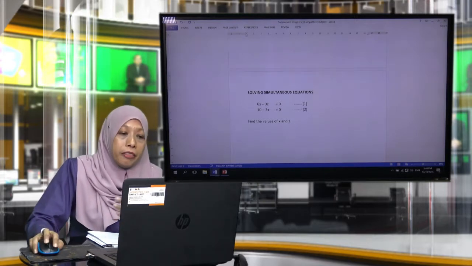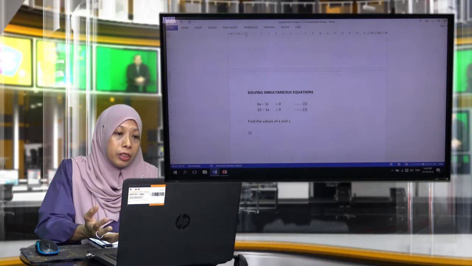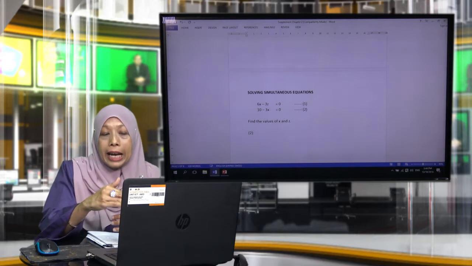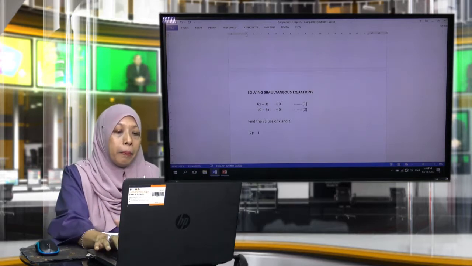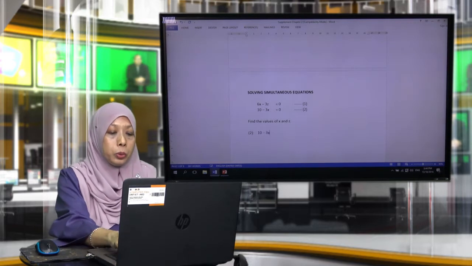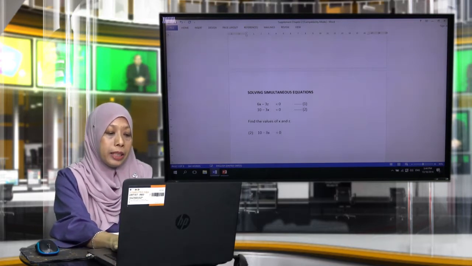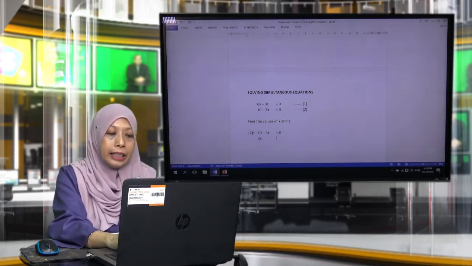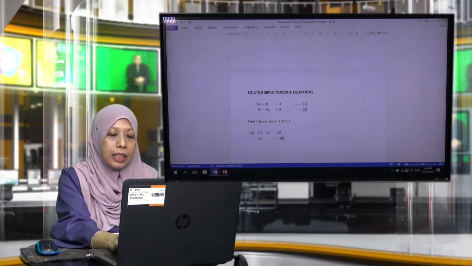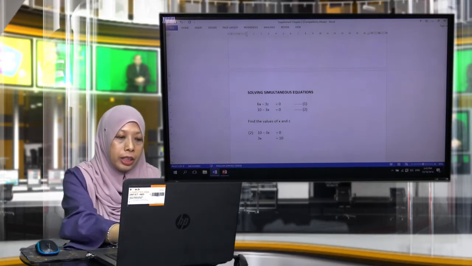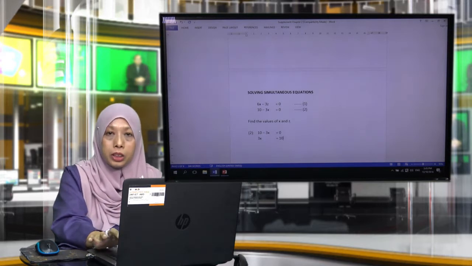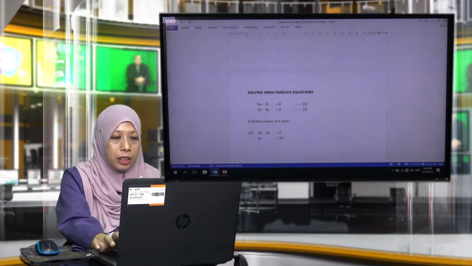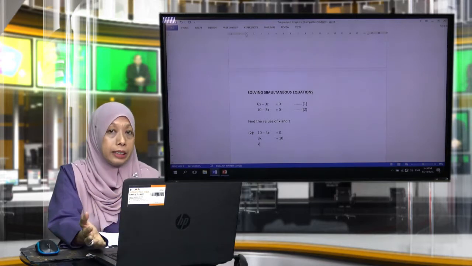There are various ways in which you can solve equations simultaneously. You can use the substitution method, or you can add or subtract the two equations. But what I'm going to do here is use the substitution method. If you look at the second equation, you can see that it can be further simplified. We have 10 minus 3x equals 0. You can also write this as 3x equals 10. It's the same thing.